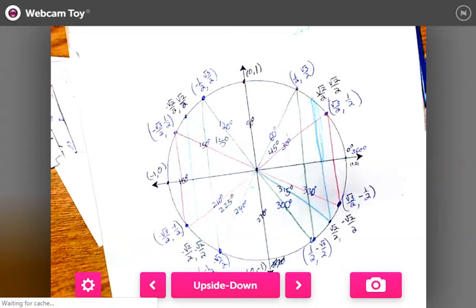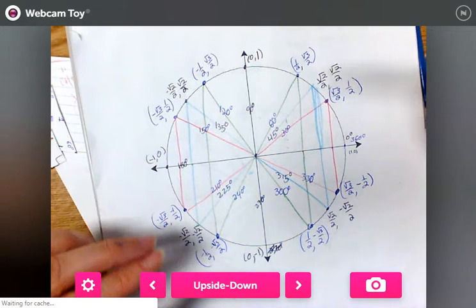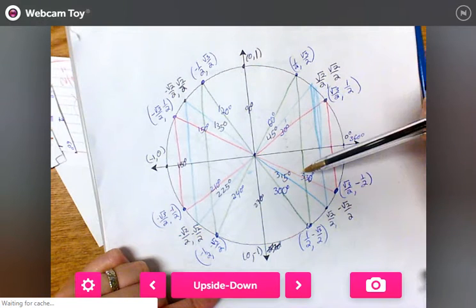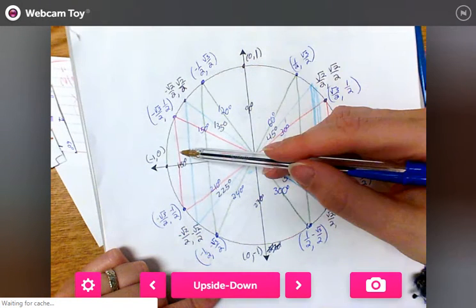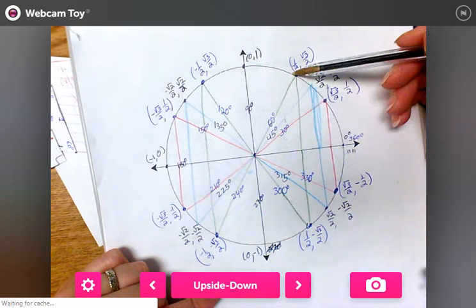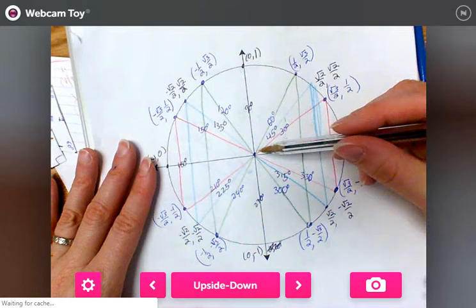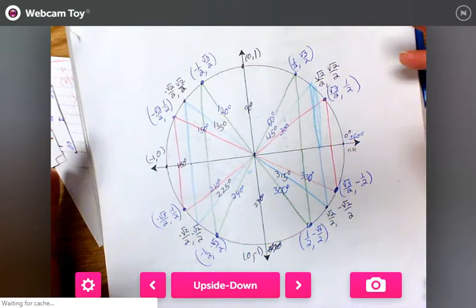Ladies and gentlemen, this is your circle from last week that you should have, okay? Where we reflected the 30, 60, 90 all the way around. We reflected the 45, 45, that's in blue here, all the way around. And the 60, 30, 90, where the 60 was in the corner, all the way around. We got all of these angles and all of these funky points. So today, I'm going to show you how they're relevant.